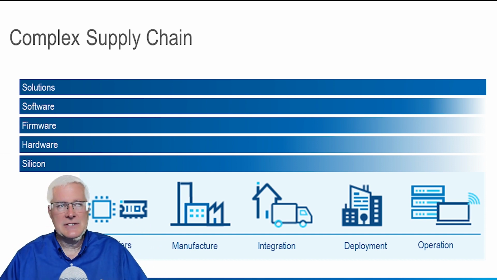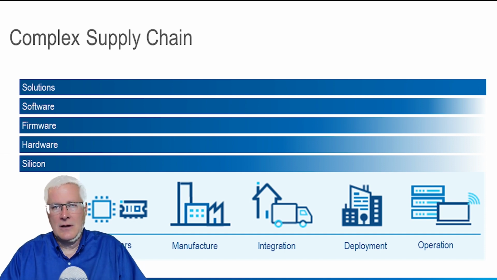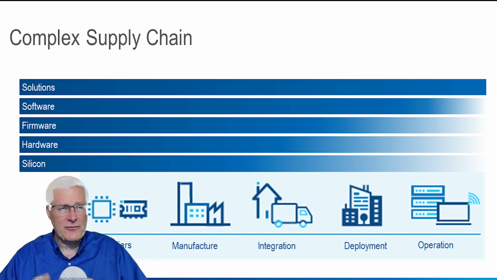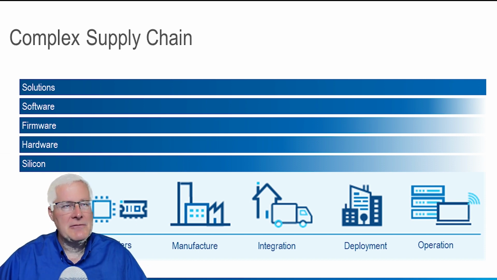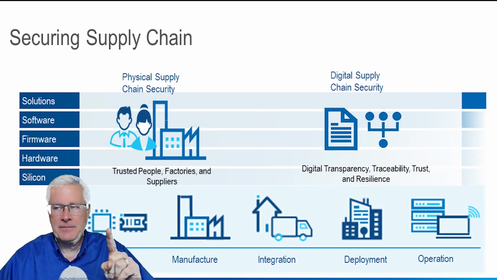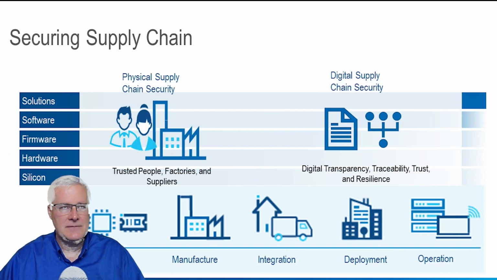So if I look at each one, I've got to say, all right, well, how do I secure the supply chain from the supplier to the manufacturer to the integrator to deployment into operations of silicon? How do I do that for hardware, for each one of those? Well, there's something really interesting about this. We can break down securing this in 2 ways: physical security and digital security.